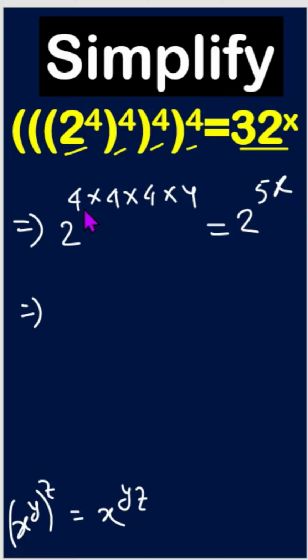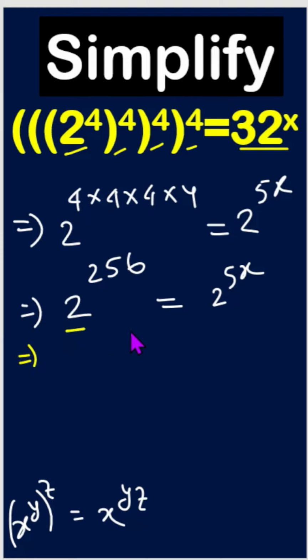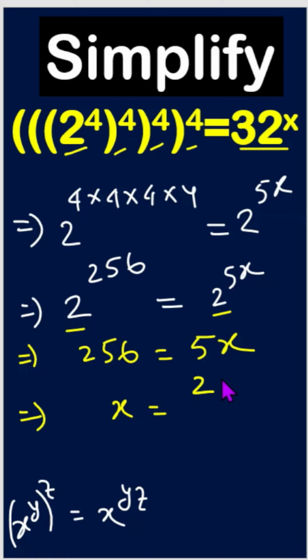Now 2 to the power, here is 4, 4, 4, once we multiply it all it will become 2 to the power 256, right? And here 2 to the power 5x. Now the bases are the same, so 256 equals 5x. Now we will divide both sides by 5, so x equals 256 by 5, and our answer is 51.2.